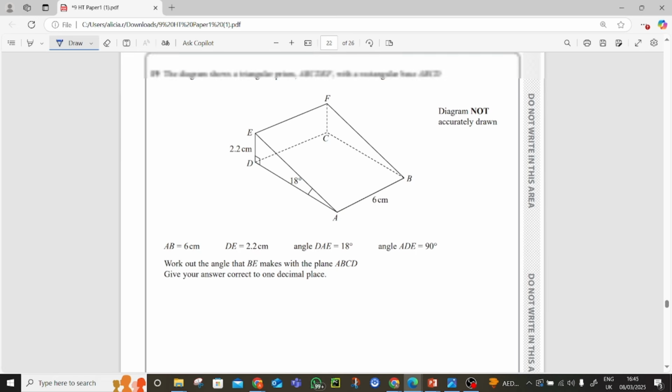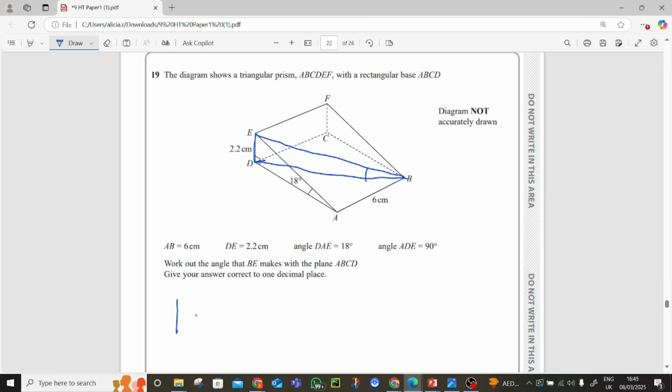Okay, moving on to question 19. So we're asked to work out the angle that BE makes with the plane ABCD. The plane ABCD is actually the base of this triangular prism. And then we want to know the angle that BE makes. I'm going to try and draw a line from B to E as neatly as I can. The angle that BE makes with the base. So you need to go diagonally across the base. It's going to be this angle here that I want.